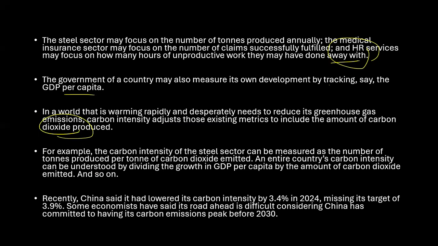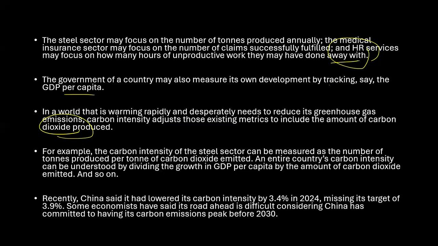It adjusts the existing economic matrix to include environmental impact as well. So lower carbon intensity means produce more or fewer emissions? If the carbon intensity is low, it means less carbon dioxide is produced. It is crucial to fighting climate change and reducing greenhouse gases. So it is very, very important for us because it is going to help us reduce our carbon dioxide emission and greenhouse gas emission.